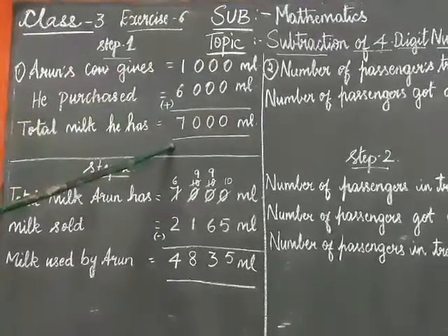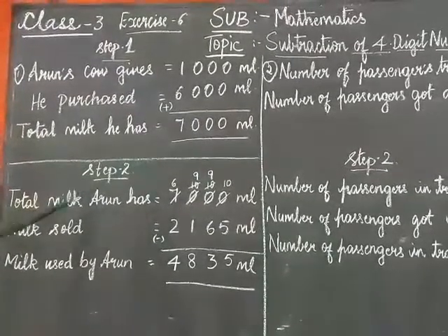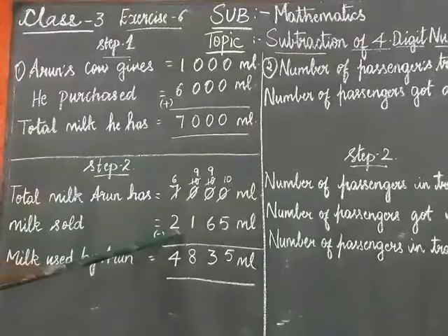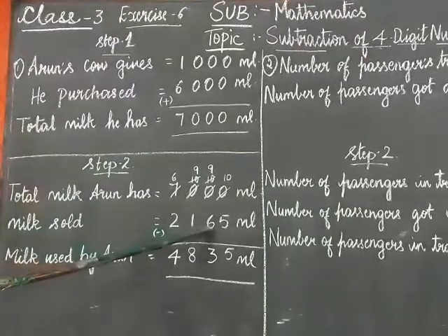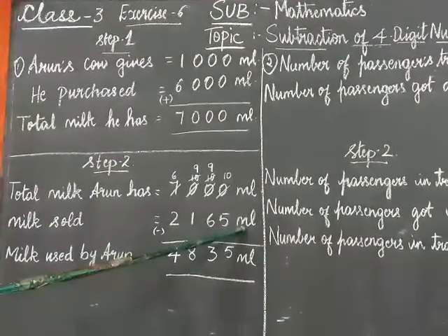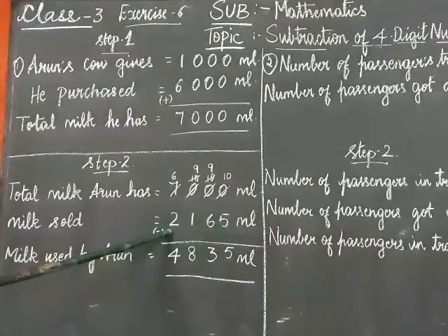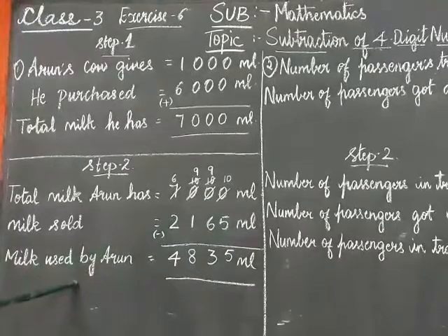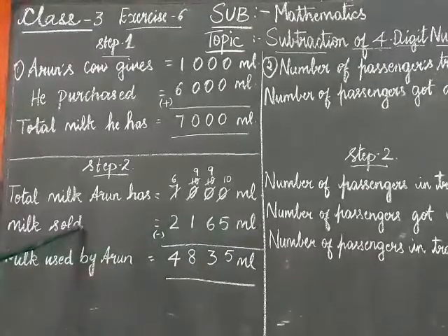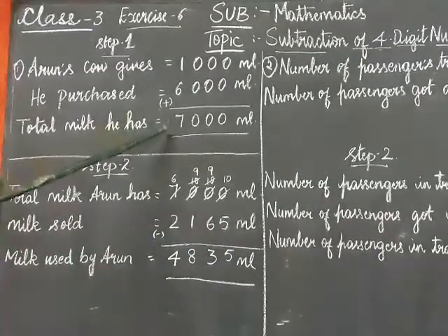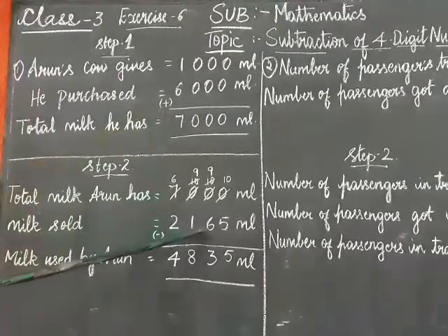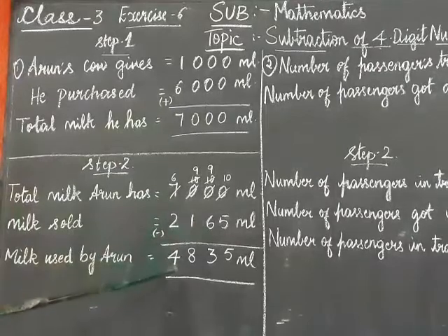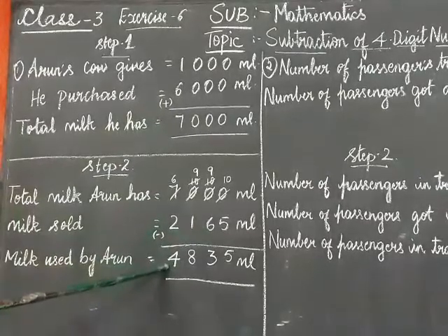From that 7000 milliliters of milk, he is selling. Selling means the amount that he is selling is 2165 milliliters of milk to others. Now we should find out the rest, how much is used by Arun. After selling this amount of milk, what is the amount he is using for himself?